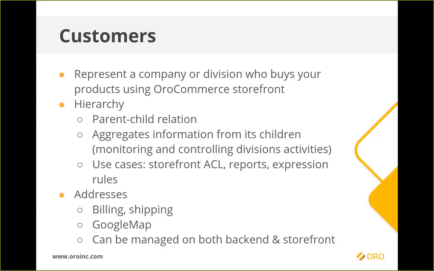There are many use cases when this can be used. For example, you can use it in reports, in expression rules, in the products, orders, and all the standard entities you have at the storefront. Customers have associated addresses. By default, we have 2 types of addresses: billing addresses and shipping addresses. We have standard Google Map integration, and the addresses, like customers, can be managed both on the backend and on the storefront part of the application.